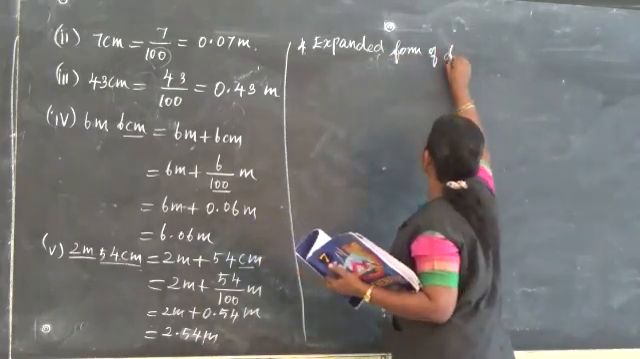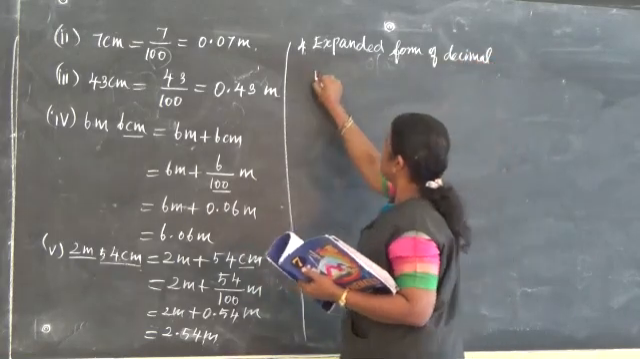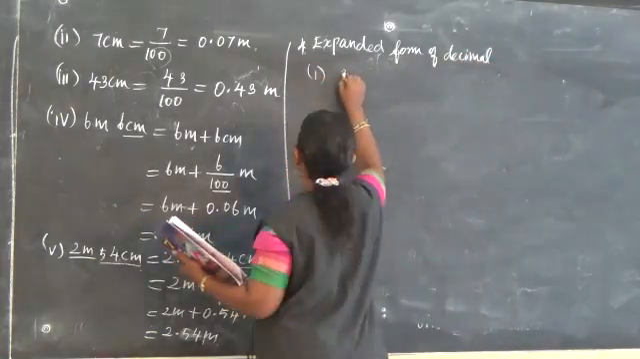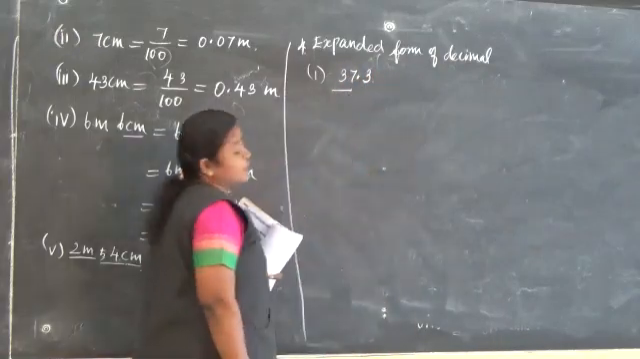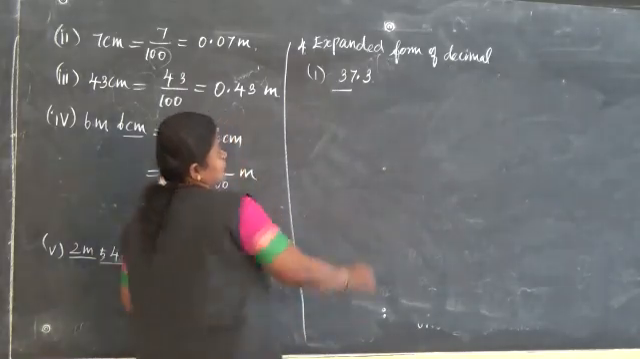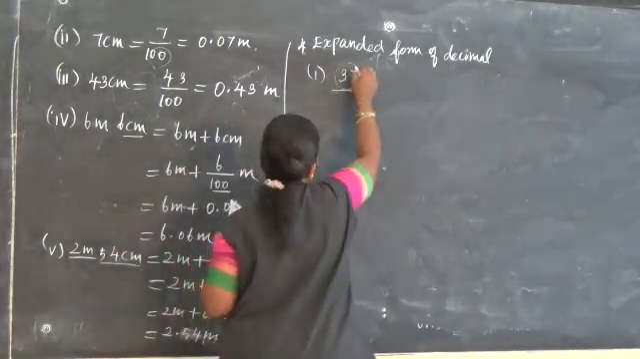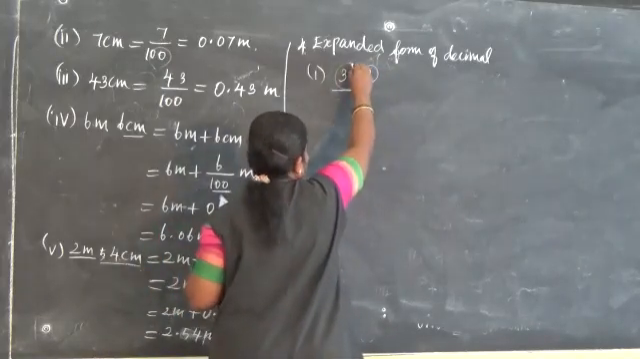Expanded form of decimal numbers. First problem is given to us: 37.3. Here 37 is the whole number part, and 3 is the decimal part. So what is this number?